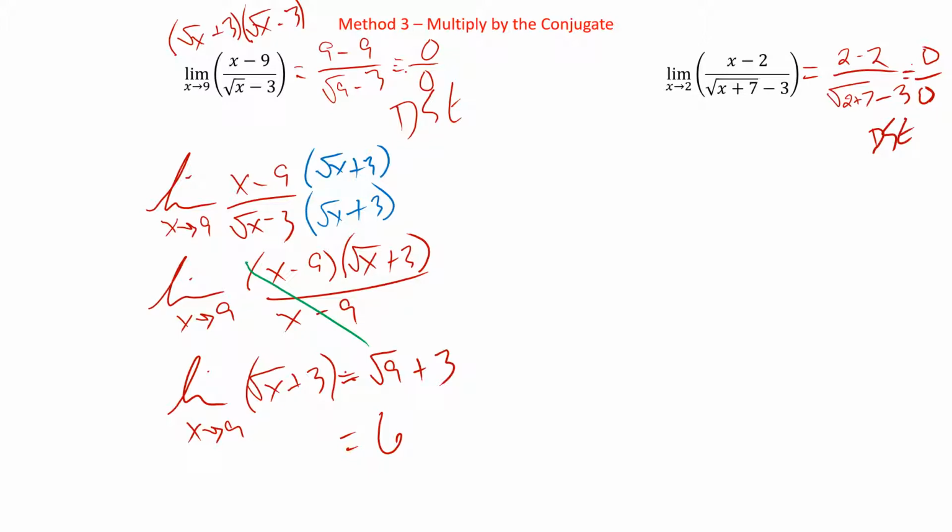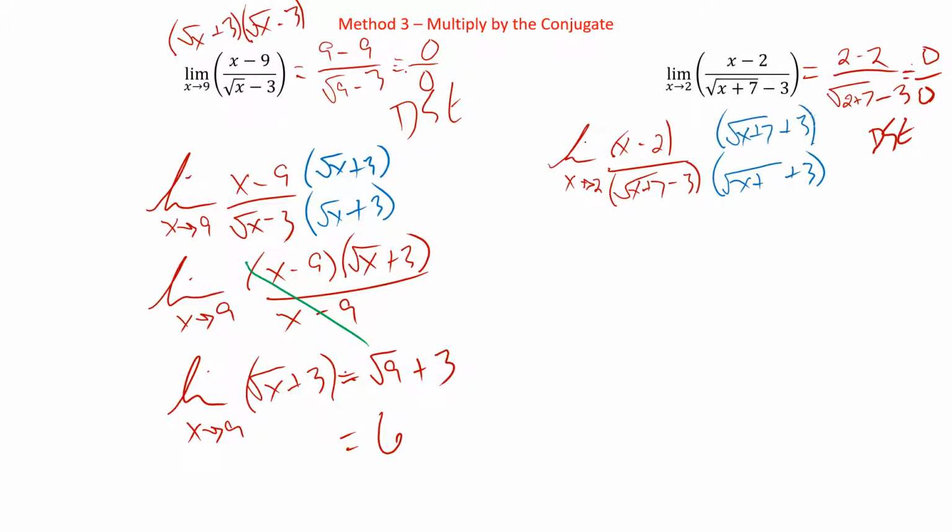And that something else is we're going to multiply by the conjugate. So let's get this written out. I'll give myself a little bit of room here. The limit as x goes to 2 of x minus 2 over root x plus 7 minus 3. Let's multiply by root x plus 7 plus 3 over root x plus 7 plus 3.